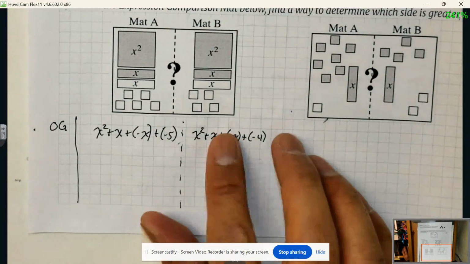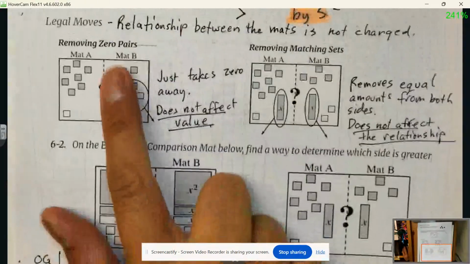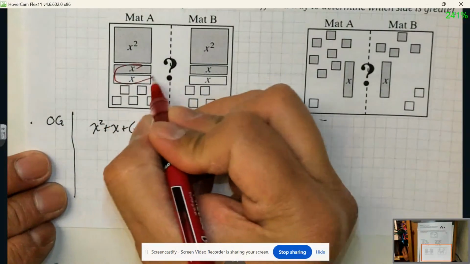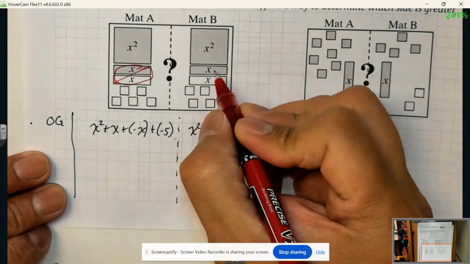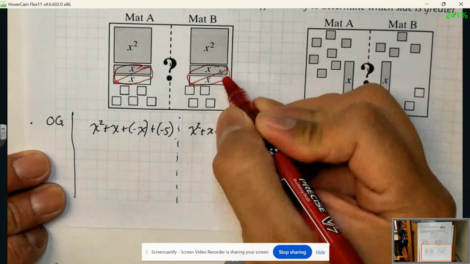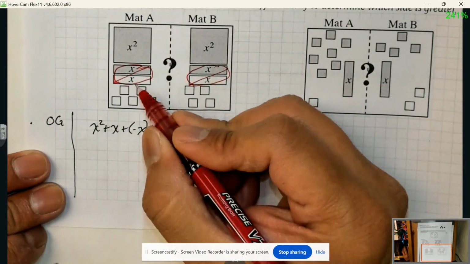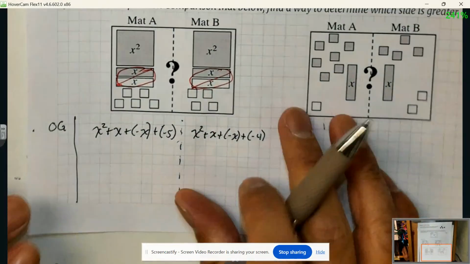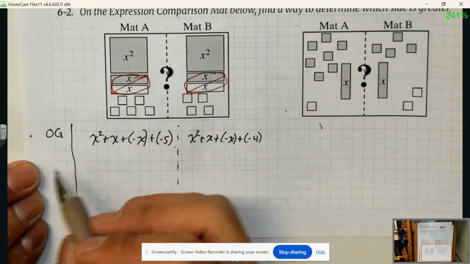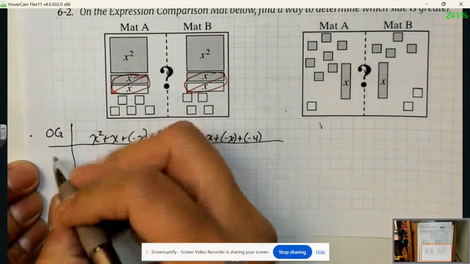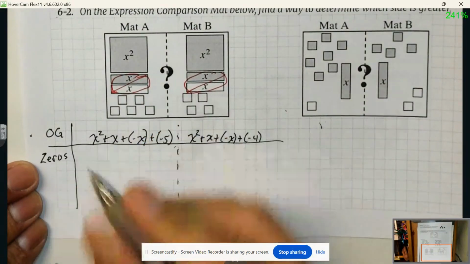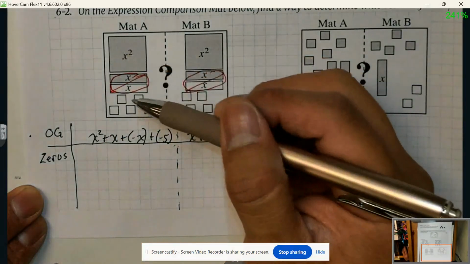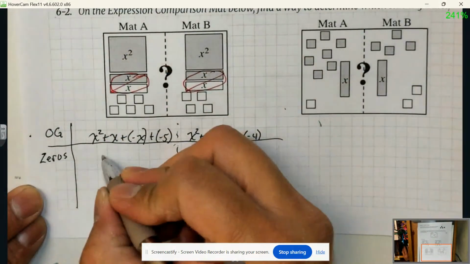So the first thing I could do is my first legal move, which is removing 0 pairs. So this is a 0 pair, and this is a 0 pair. I have a number and its opposite, a number and its opposite. Even though we don't know what it is, they're identical tiles of opposite colors, of opposite shades. So my first step was I removed zeros. And what did I end up with? I now have x squared plus negative 5.